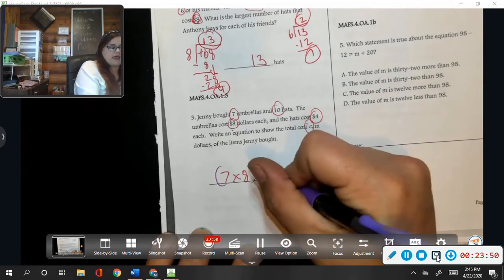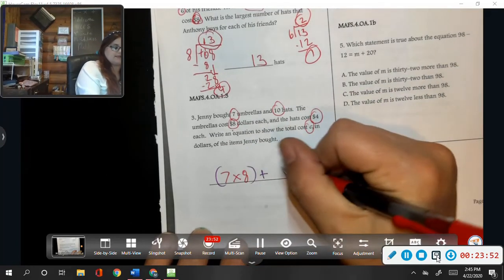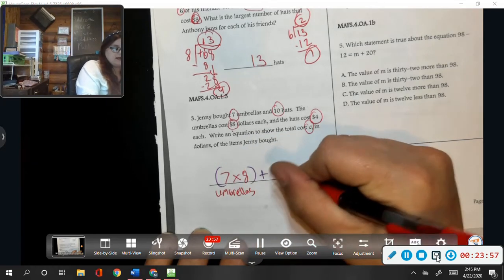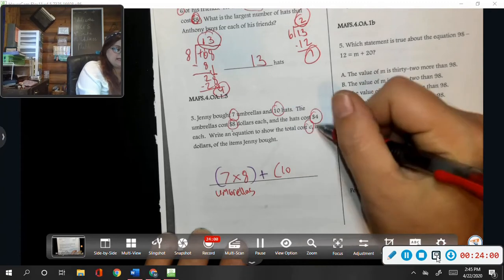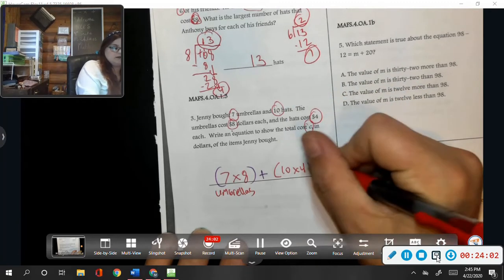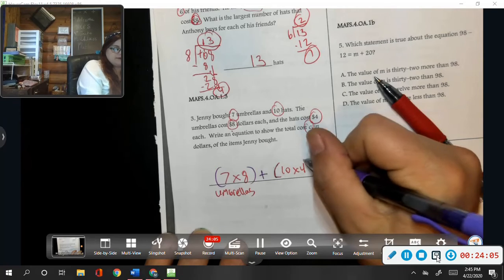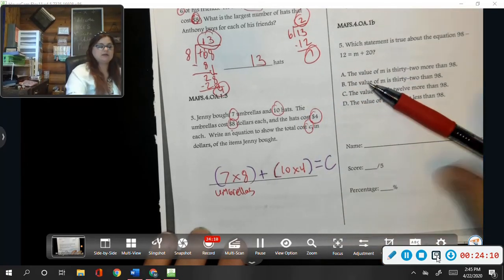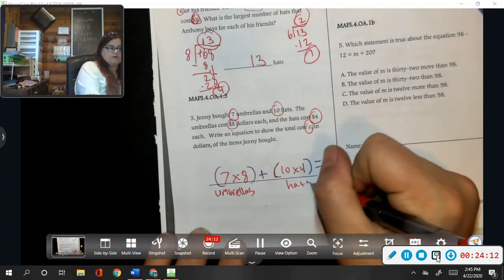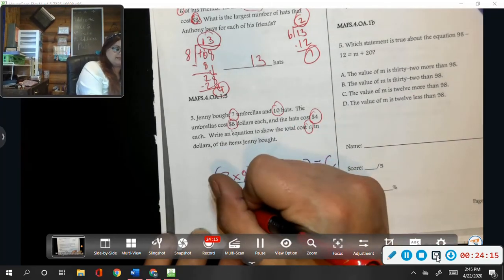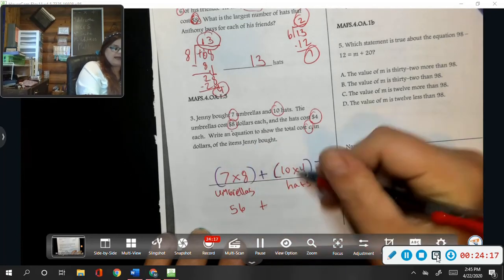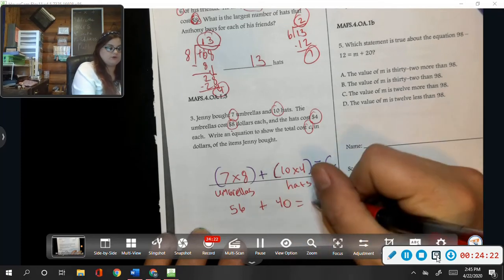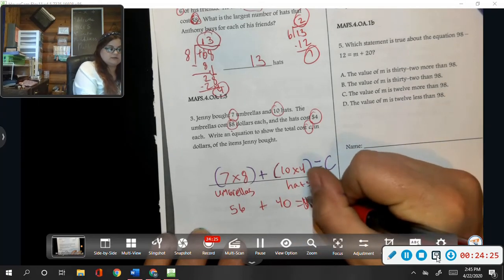That's just the umbrellas. And we would want to add in however much she spent on the hats. Umbrellas. And then the hats, she bought 10 hats, and each hat cost $4. And we're going to close parenthesis there. And that's going to equal our cost. If we were going to solve this, we would say 7 times 8 is 56. We add in 10 times 4 would be 40. So she spent a total of $96.